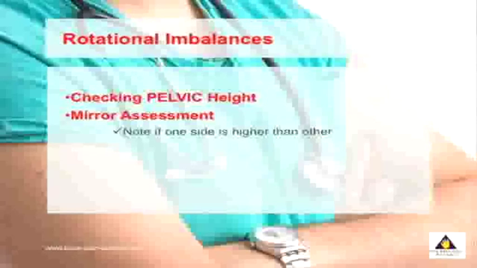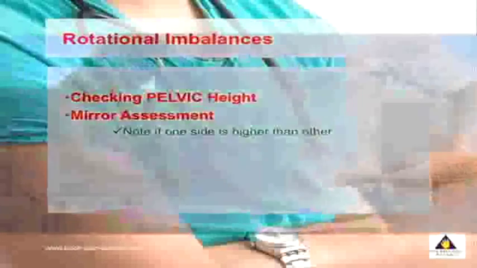So all you do is look in a mirror and note if one side of your pelvis is higher than the other. Now, there are two landmarks that you can use. The first is what's called the ASIS, which are the bumps on the front of your pelvis, or alternately, you can just place your hands on top of your hips.